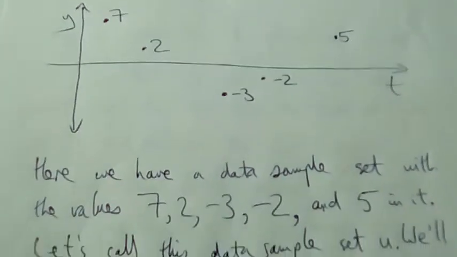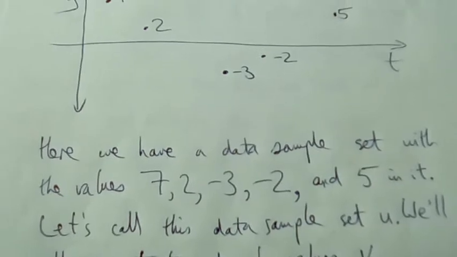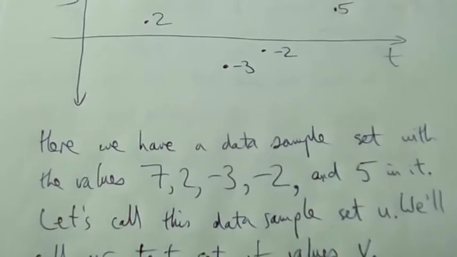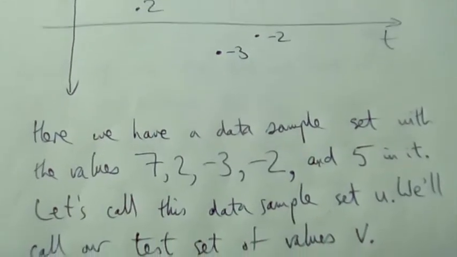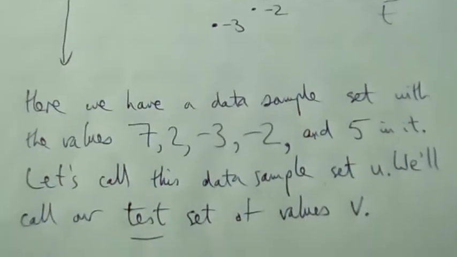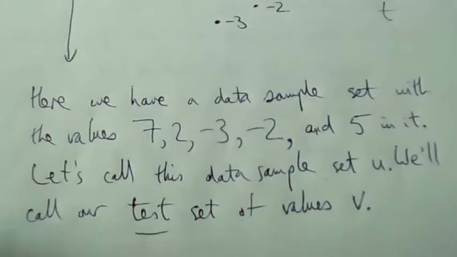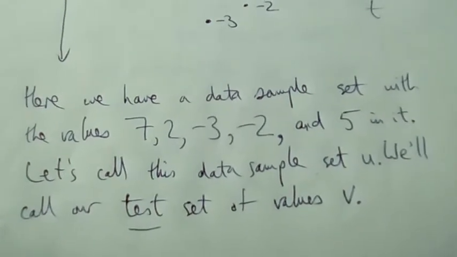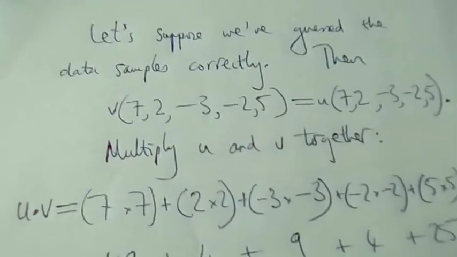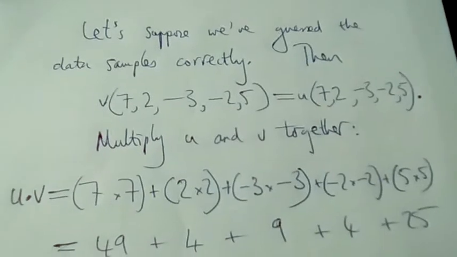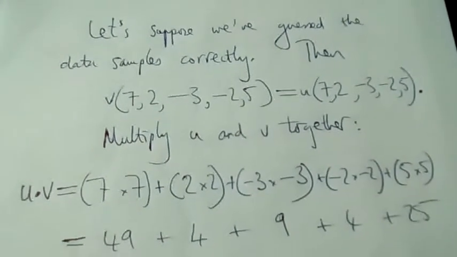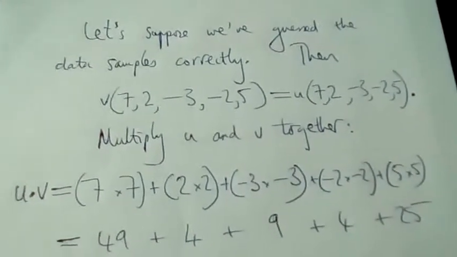Here we have a data sample set with the values 7, 2, -3, -2 and 5 in it. Let's call this data sample set little u. We'll call our test set of values little v. Let's suppose we've guessed the data samples correctly. Then little v is equal to little u.